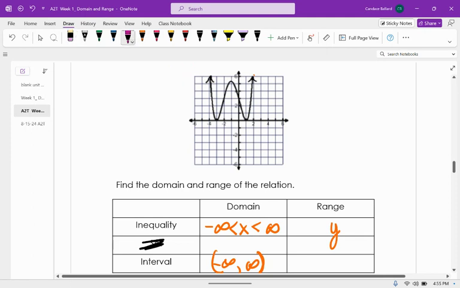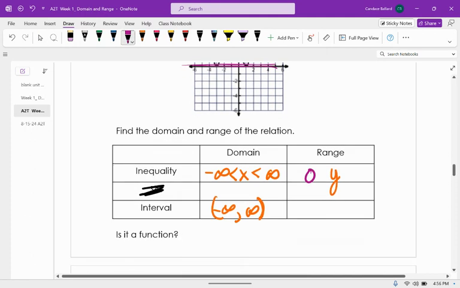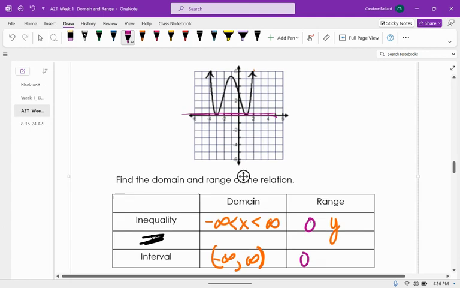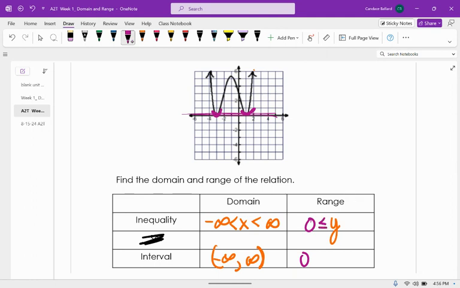Okay, taking a look at the range, I start on the bottom. I know the smallest value is 0. And that is a solid curve in both of those places, so that means it's something that is closed. So I would use a less than or equal to, or for interval notation, I use a bracket.